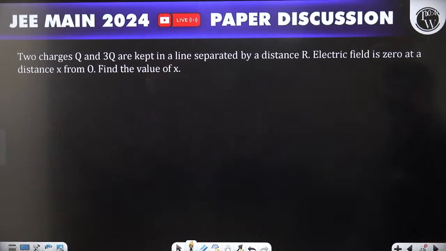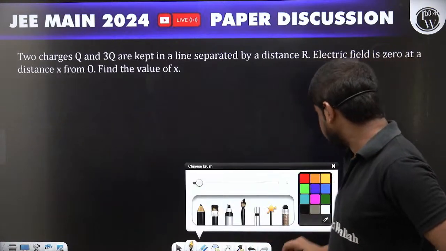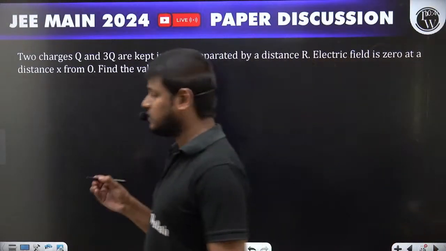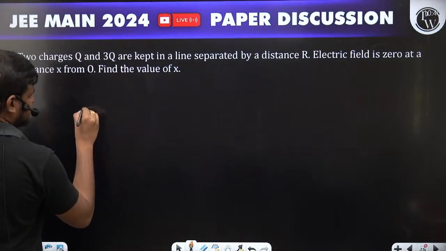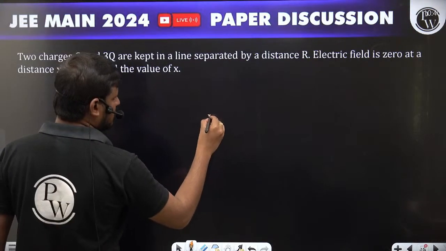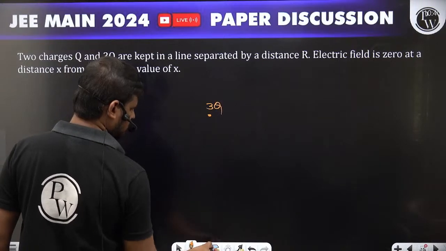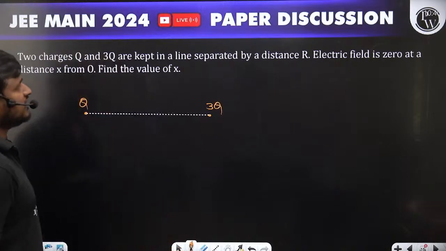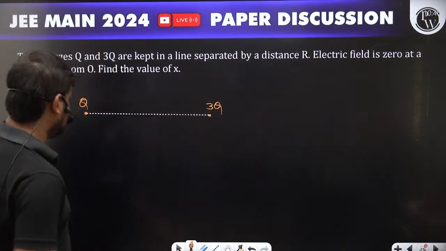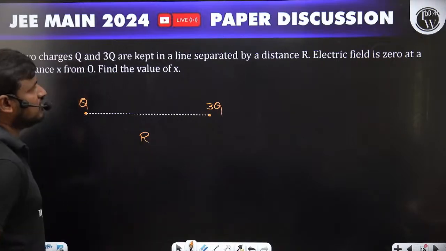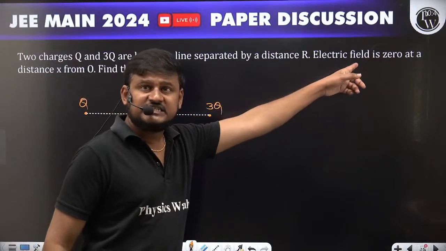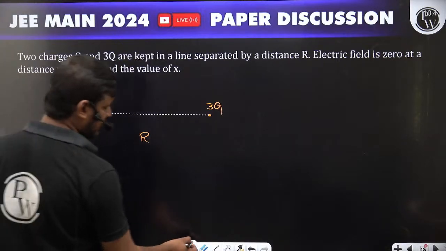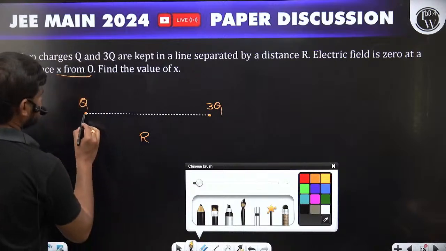Chalo, next. This is from the electrostatics part. There are two charges, Q and 3Q. Let's say the charge Q is here and the other charge 3Q is here. They are separated by a distance R, so let the distance between them be R. Now the net electric field is 0 at a distance x from the point O.